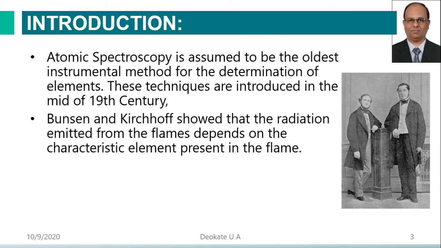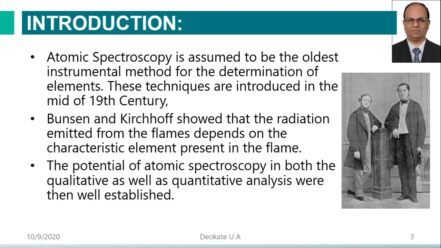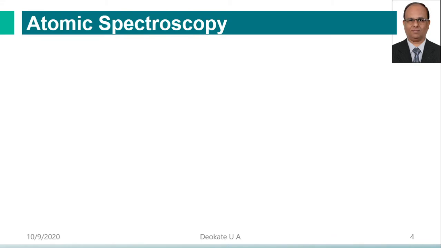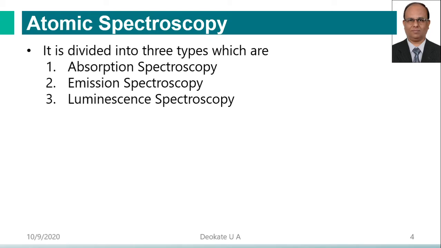Atomic spectroscopy is thought to be the oldest instrumental method for determination of the elements. This technique was introduced in the mid-19th century, when Bunsen and Kirchhoff showed that the radiation emitted from a flame depends upon the characteristic element present in the flame. The potential of atomic spectroscopy in both qualitative as well as quantitative analysis was then well established. Developments in instrumentation led to widespread application of atomic spectroscopy. It is an unavoidable tool in the field of analytical chemistry.